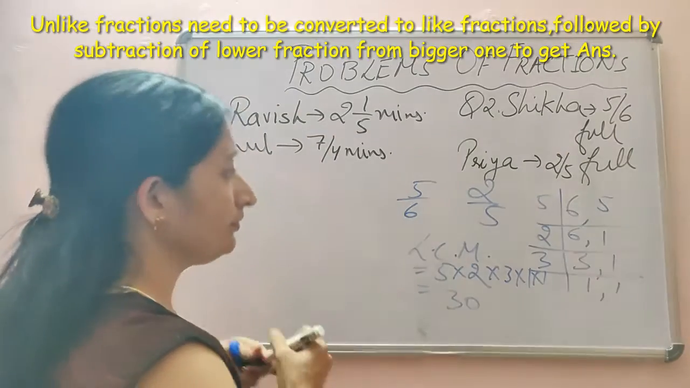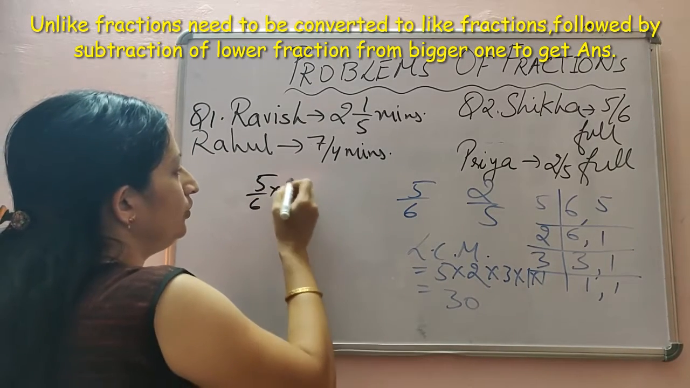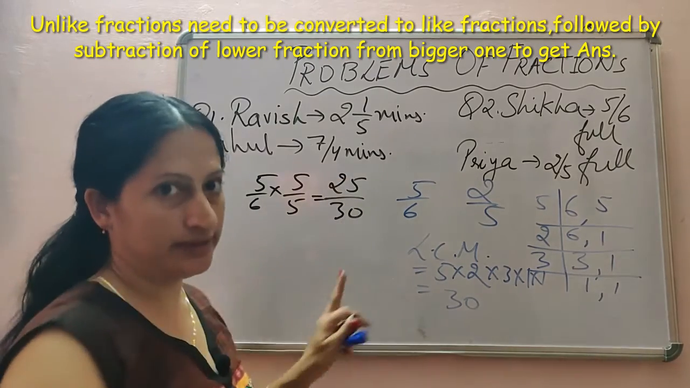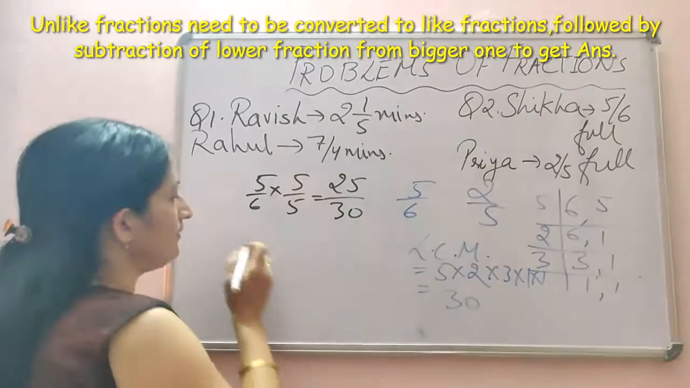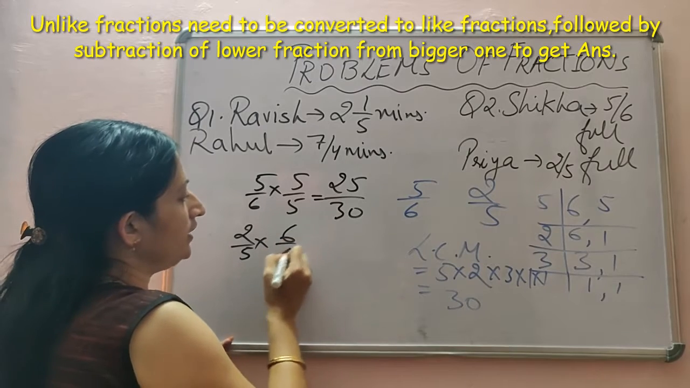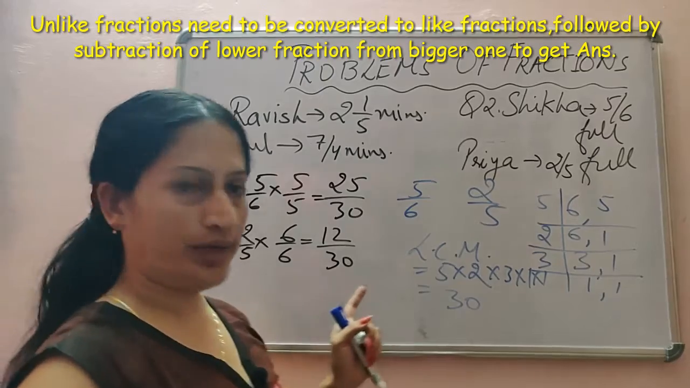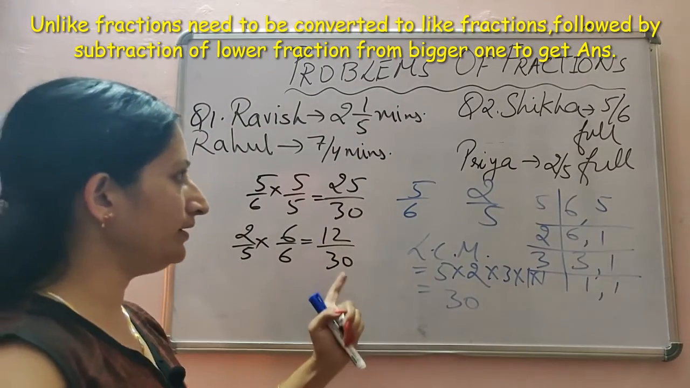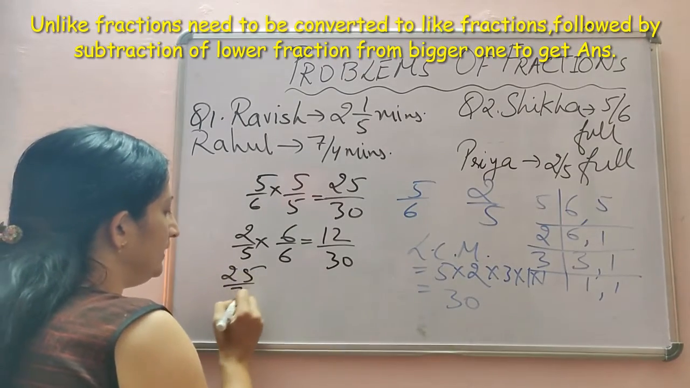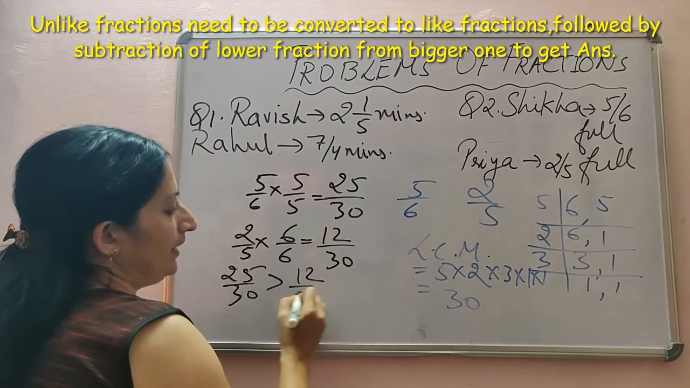So 30 can be taken as the denominator, like in the previous question. How will we convert it? We do 5 by 6 into 5 by 5, so it becomes 25 by 30. In the same way, 2 by 5 into 6 by 6, to get 30, that is 12 by 30. Now we can compare these two. So 25 by 30 is more than 12 by 30.